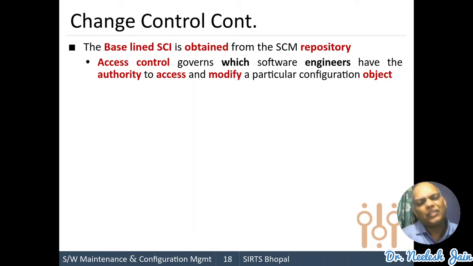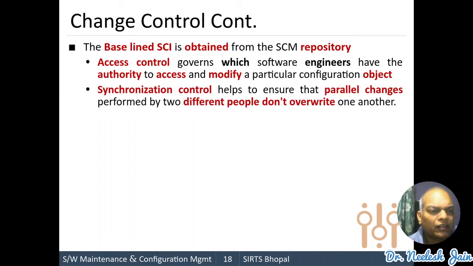Now what does it do? Access control governs which software engineers have authority to access and modify a particular configuration object. When a team is working on some changes in the software or doing some re-engineering in the software, then we have to authorize, or give the access control to, the team leader or the software engineer that is doing the changes. So all records have to be maintained there.